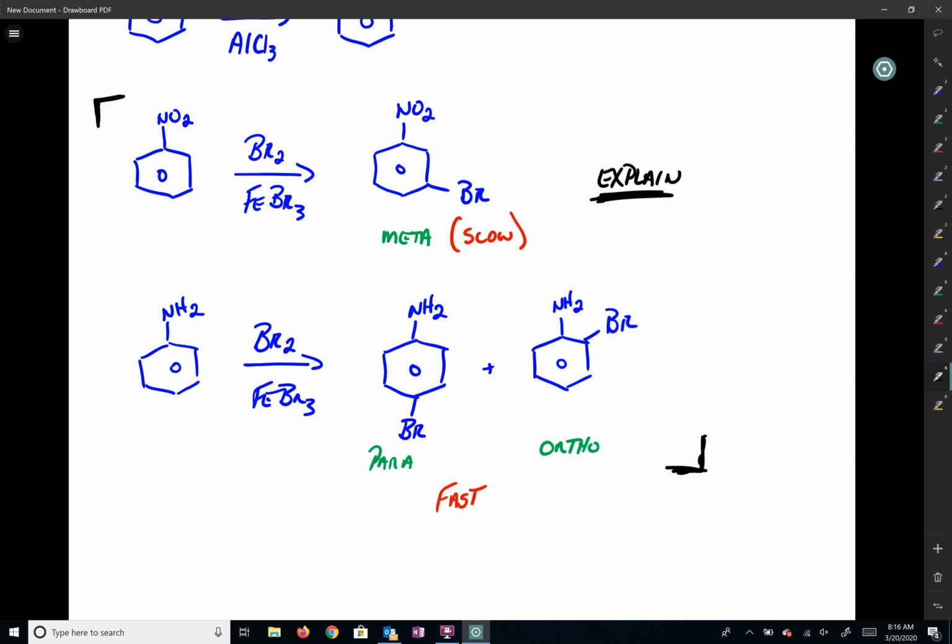So take a quick second, or even a couple of minutes, that doesn't matter, and see if you can draw the mechanisms for both of these and give an explanation as to why we see the specific orientation of meta versus para and ortho for these two cases. What would be different about them? Why would one be slow and one be fast? That's kind of the next step to this also. So I'll be back in just a second.